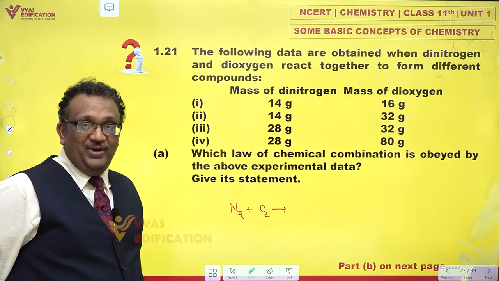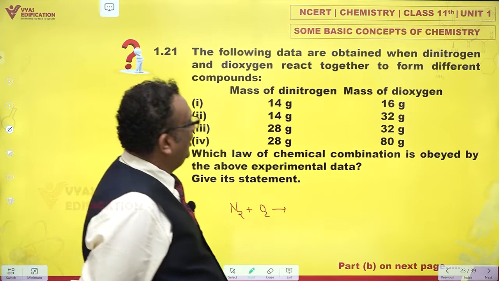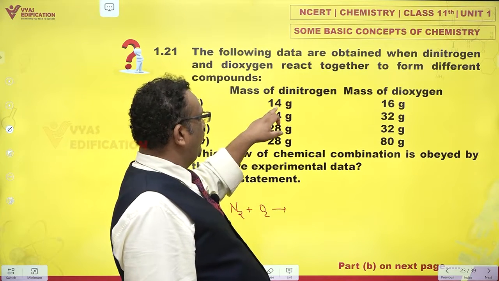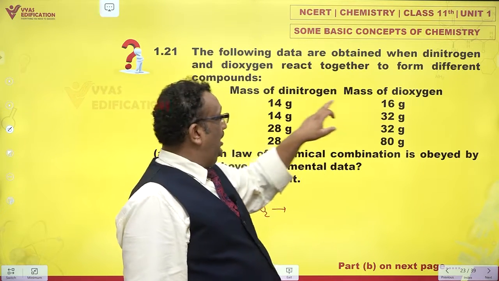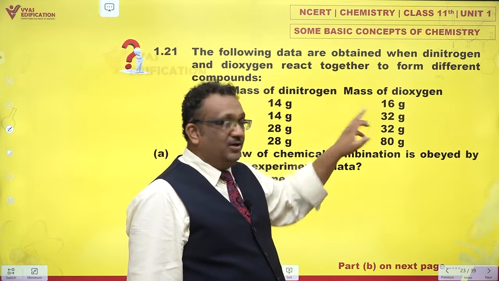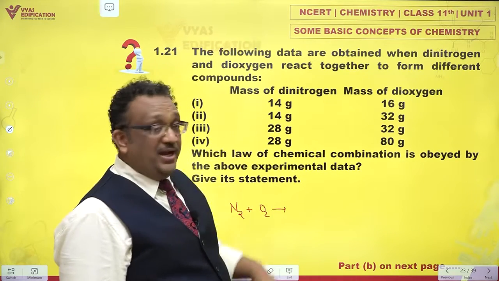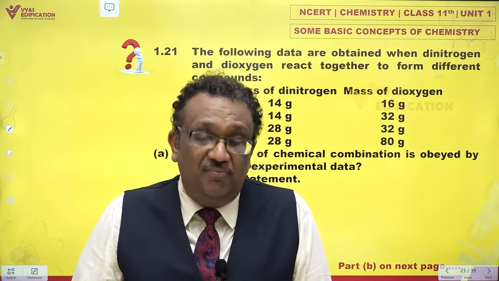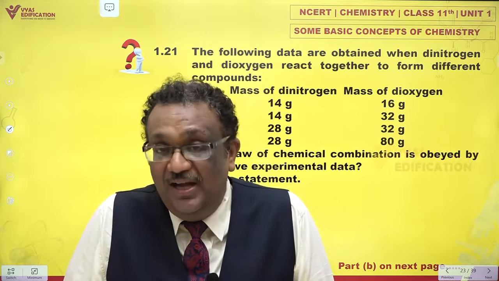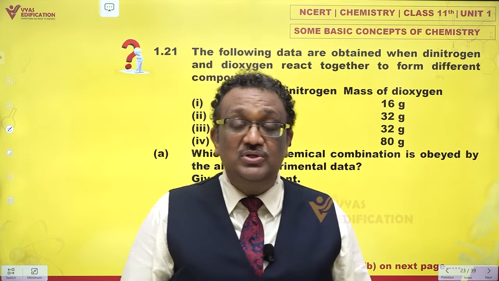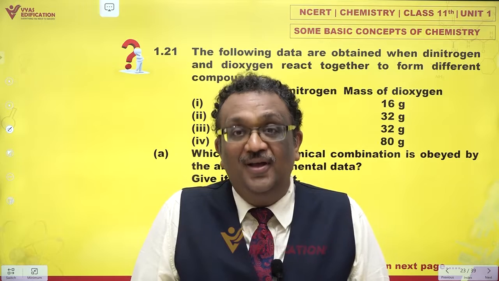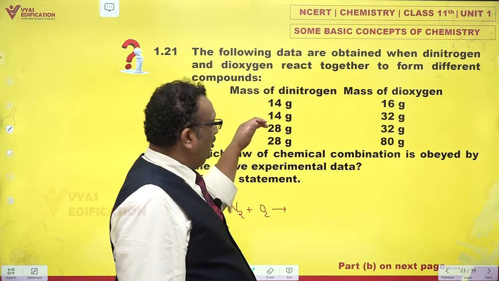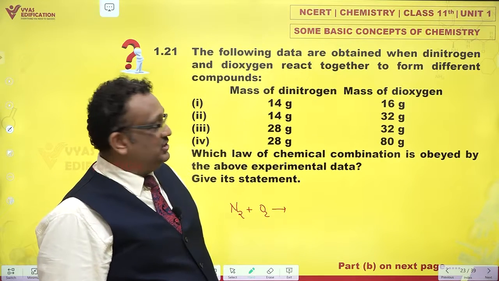Give its statement. Now, I can see that the compounds seem to be different. Why? Because 14 grams are combined with 16 and 14 again are combining with 32. Same mass of dinitrogen seems to combine with more than one type of mass of oxygen. This hints very clearly at more than one compound, which means law of multiple proportions. So data 1 and 2 indicate law of multiple proportions.